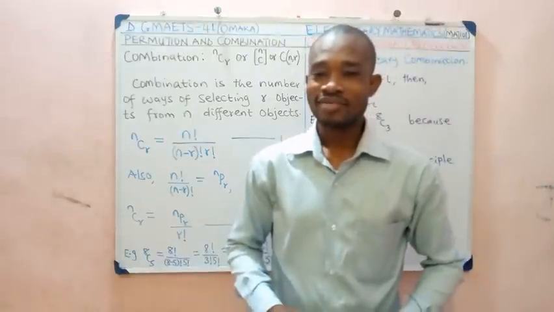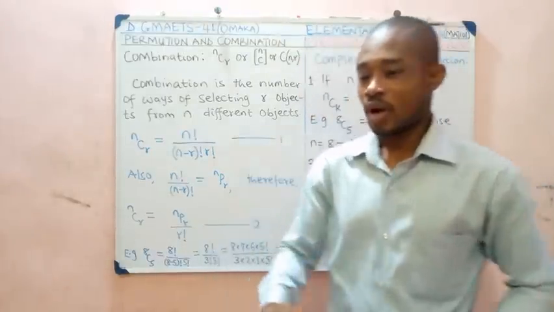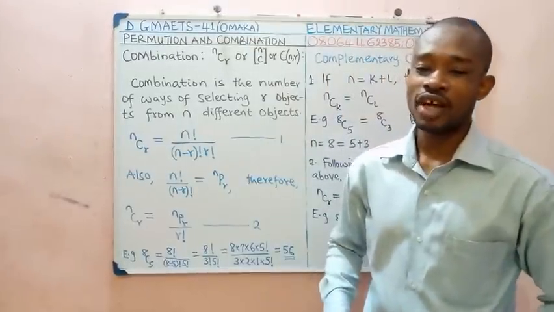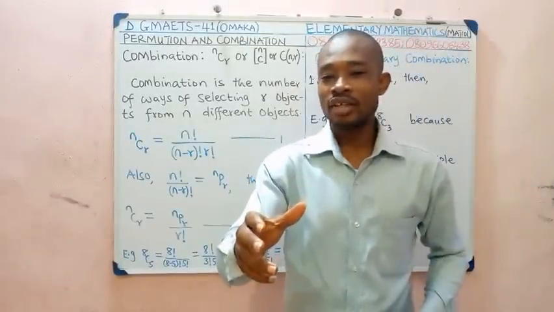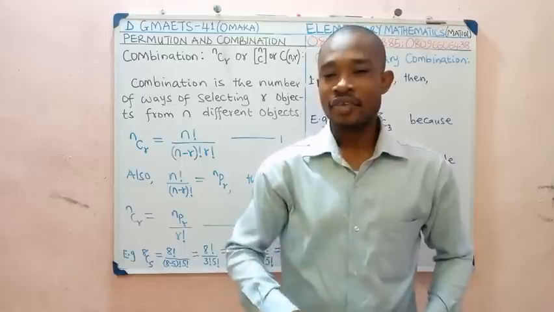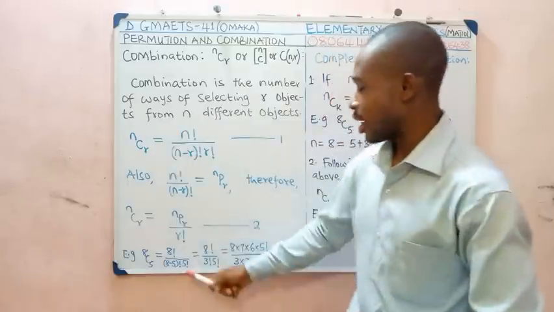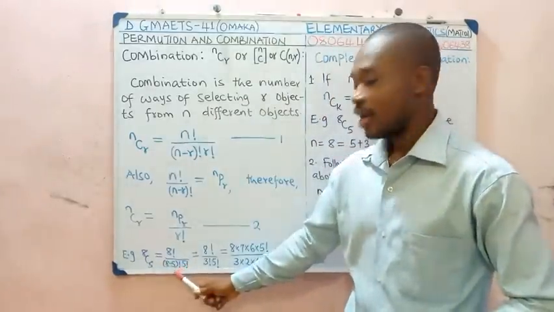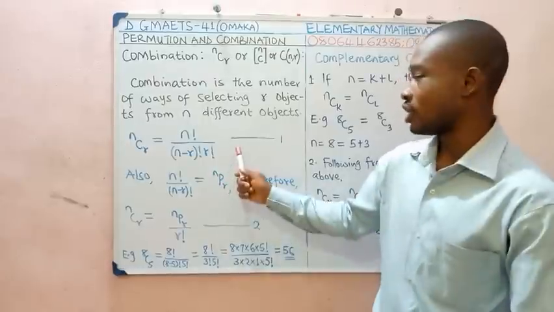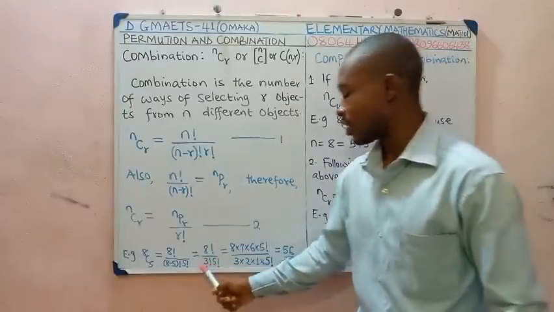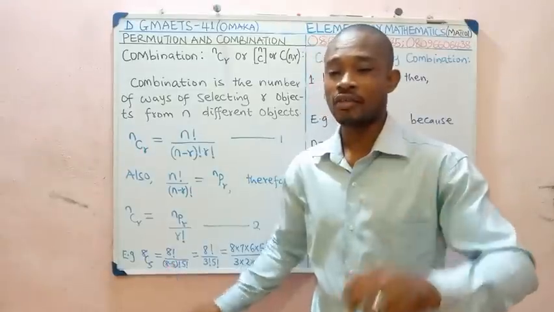Is that okay? We have this example on the board here. Imagine you're given 8 combination 5 to evaluate. n there is 8, r there is 5. So it's going to be 8 factorial all over (8 minus 5) factorial times 5 factorial, following this equation 1, right? And that will be equal to 8 factorial divided by 3 factorial times 5 factorial. The 3 factorial is obtained from 8 minus 5.